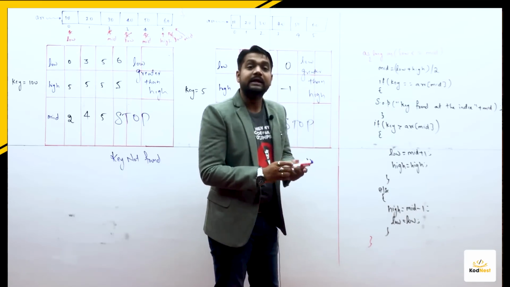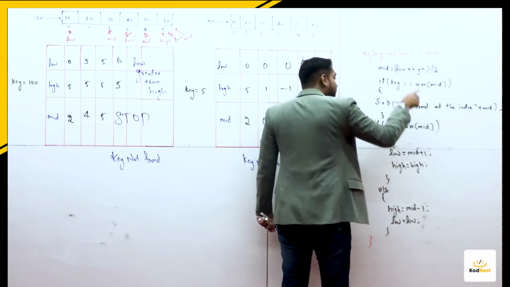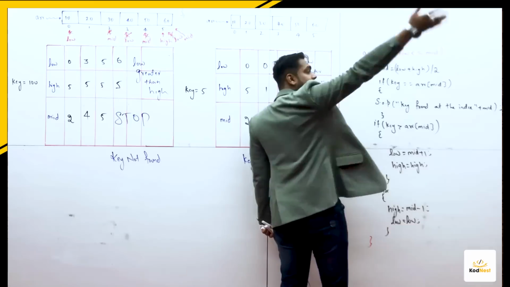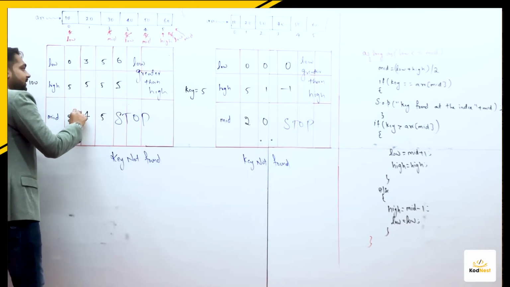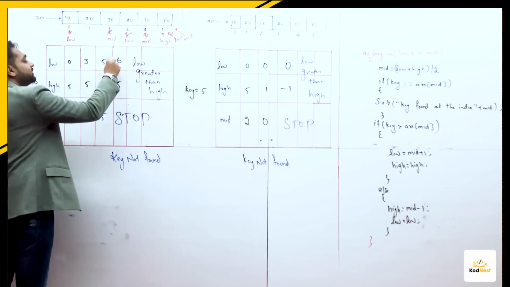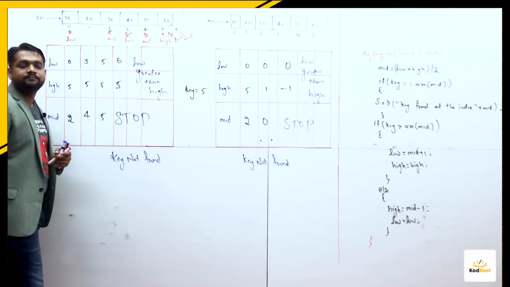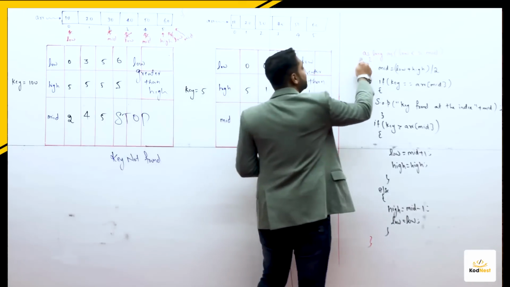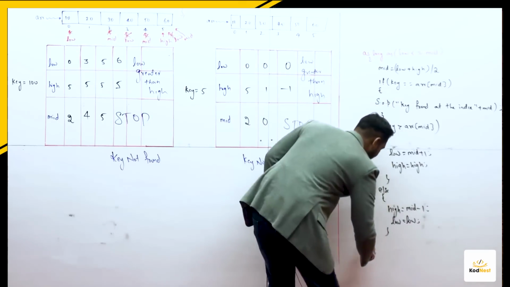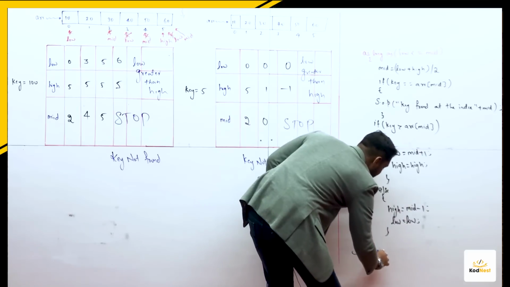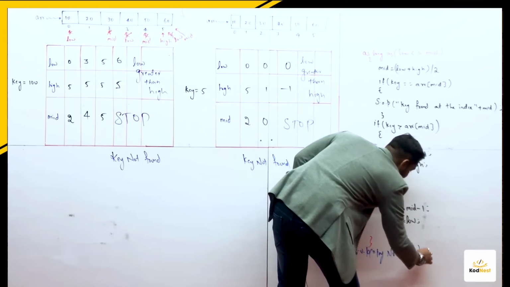Supposing that until low is less than or equal to high, the key never became equal. Always you continue, and suddenly low became greater than high. You calculated mid, checked, calculated mid, checked, calculated mid. But at some point, low became greater than high. If low becomes greater than high, control will come out. As soon as control comes out, you can clearly tell system.out.println key not found.